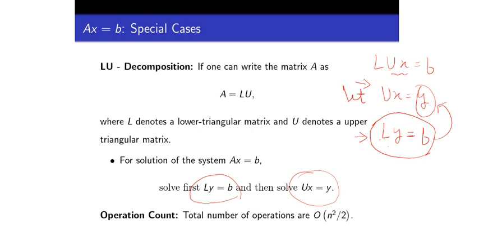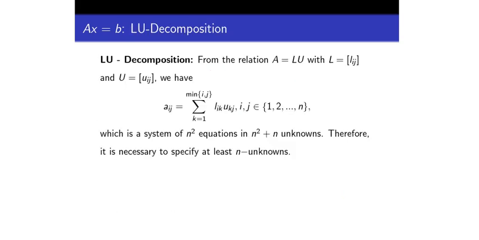So if it is possible to write this coefficient matrix A in the following form, then you can certainly solve it with the number of operations of big O of n square by 2. Okay, right. So now we are going to move forward, looking at what types of LU decompositions are possible.